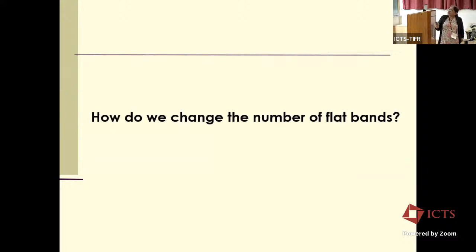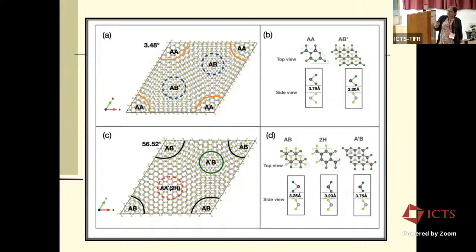Okay. So now the next question which we asked is, how do we change the number of bands and the number of flat bands that one has? And so what we did was we took two examples where the twist angle was the same. I went from 0 degrees, and we twisted by 3.48, and we took the structure from 60 degrees and rotated it by 3.48.